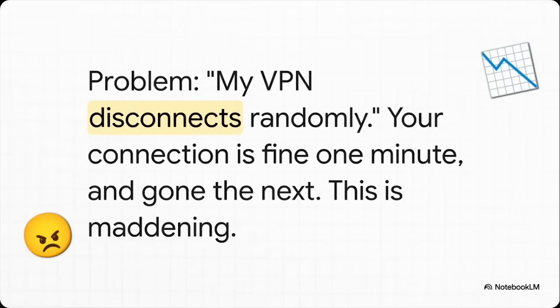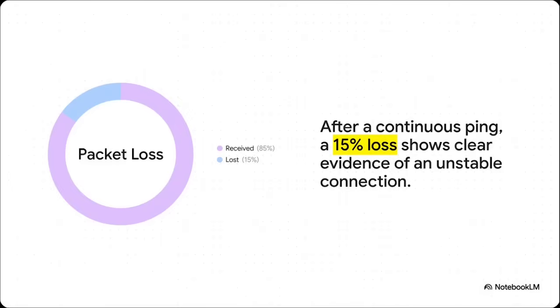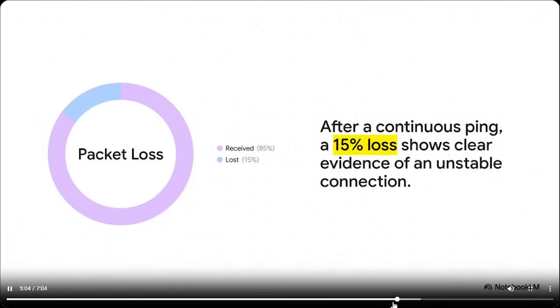Oh, this one is the worst. It's so maddening. Your connection is perfectly fine 1 minute, and then, poof, it's gone the next. For a flaky, unstable connection like this, a single ping just isn't going to cut it. We need to watch it over time. So by using what's called a continuous ping, we can send packet after packet and see if any of them get lost along the way. When you stop the test, you get a summary. Seeing a result like 15% packet loss is the definitive proof you need.